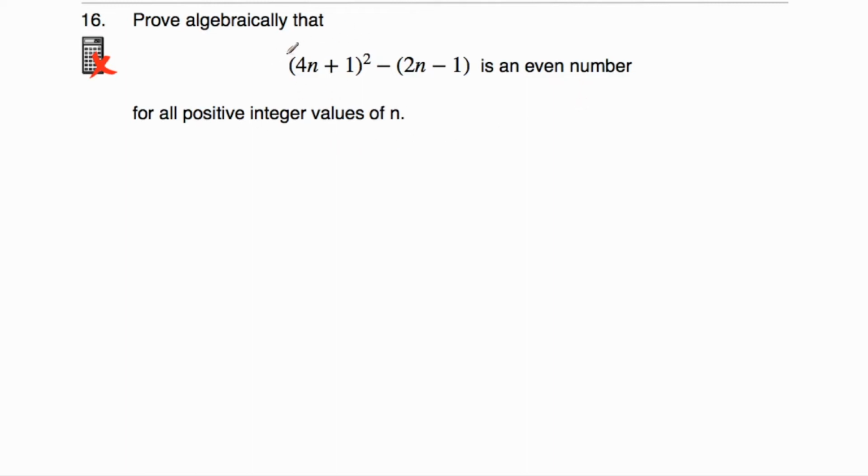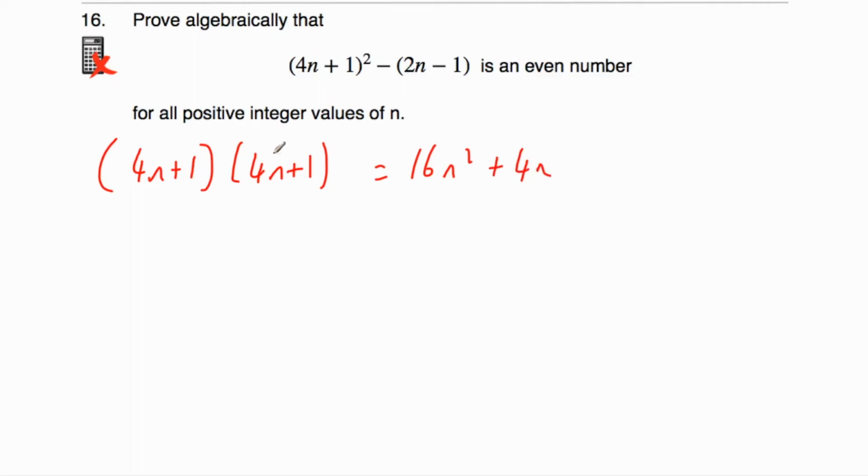So let's just square our bracket and see what we get. We've got 4n plus 1 multiplied by itself, so 4n plus 1. And so 4n times 4n is 16n squared. 4n times 1 is plus 4n. 1 times 4n is plus 4n. And 1 times 1 is plus 1. And when we simplify that, we get 16n squared plus 8n plus 1.